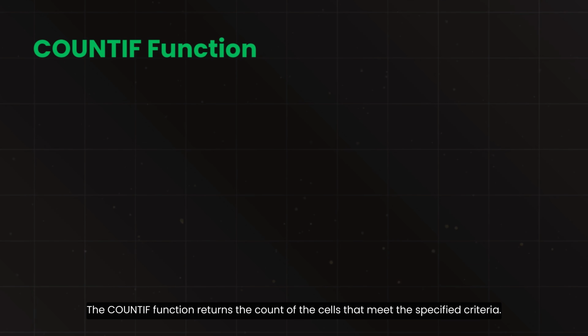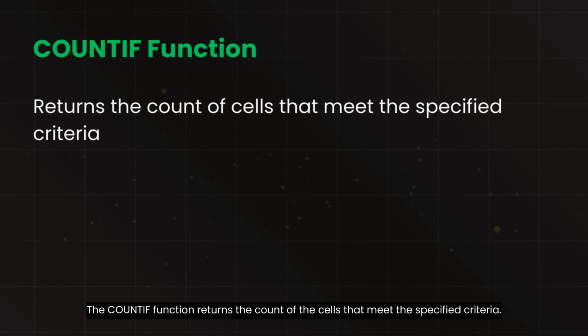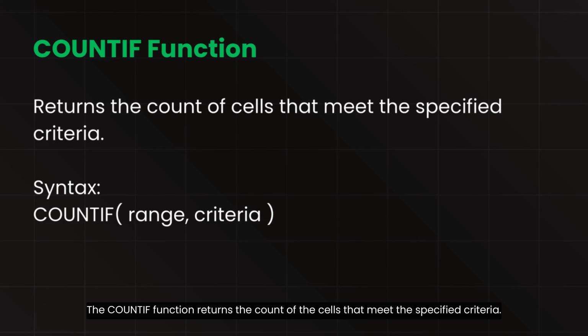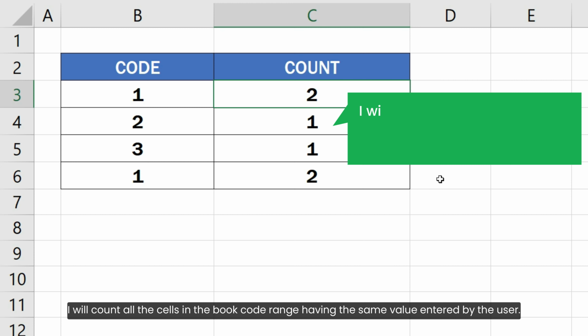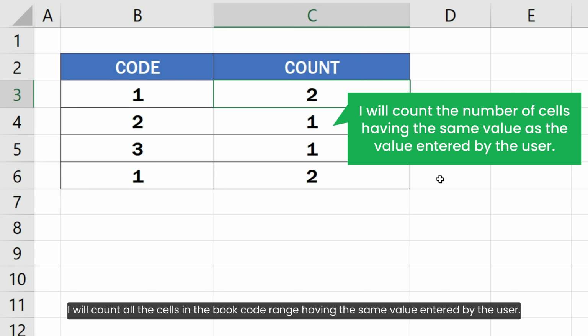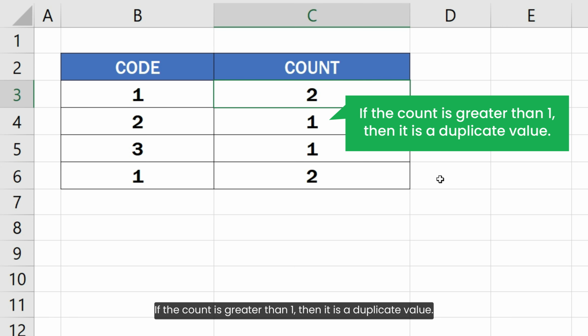The COUNTIF function returns the count of the cells that meet the specified criteria. This function accepts two arguments, a cell range and a criteria. I will count all the cells in the book code range having the same value entered by the user. If the count is greater than 1, then it is a duplicate value.